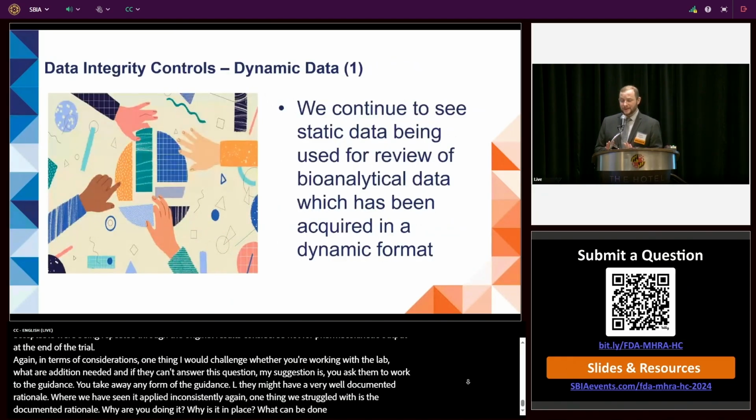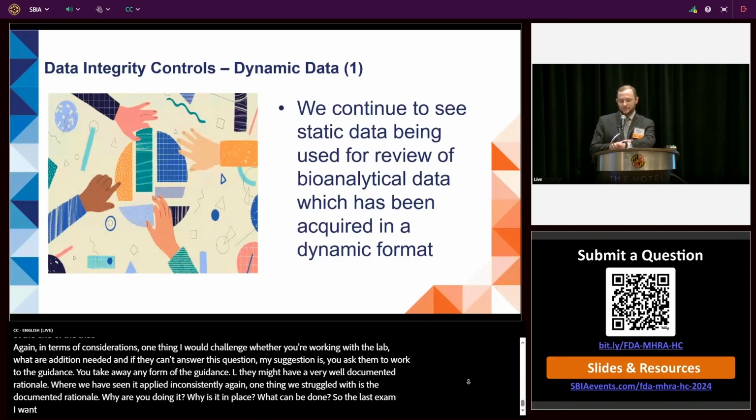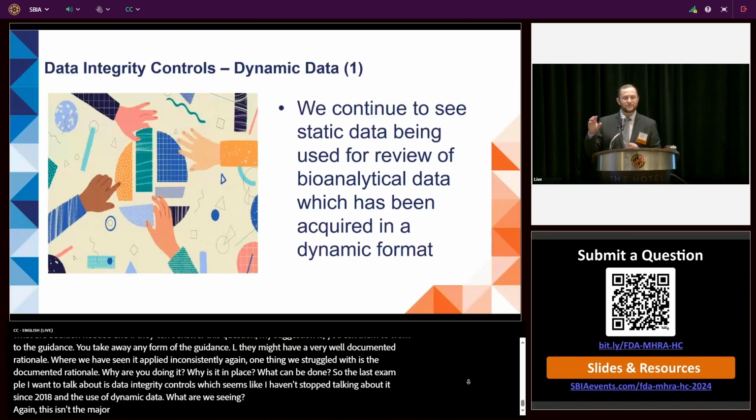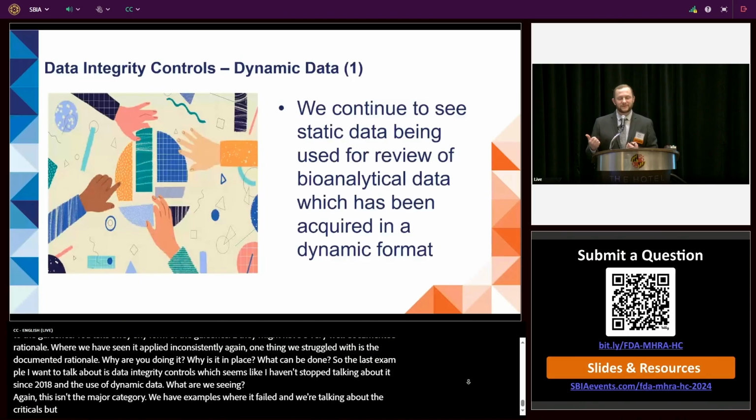Okay. So, the last example that I want to talk about is data integrity controls, which seems like I haven't stopped talking about it since 2018, and the use of dynamic data. So what are we seeing? And again, this is in the major category. We have examples where this has failed and we're talking about criticals, but this is the precursor to there. This is where you have the opportunity to affect change.